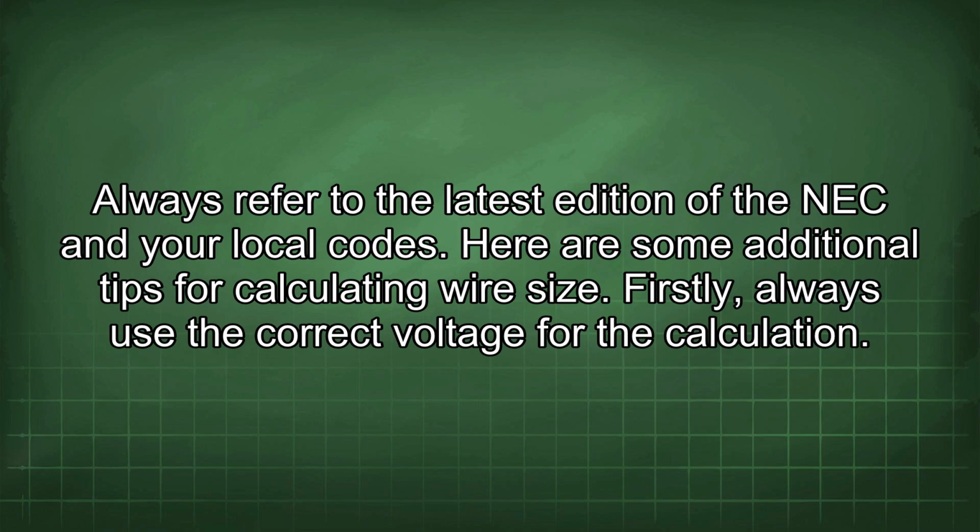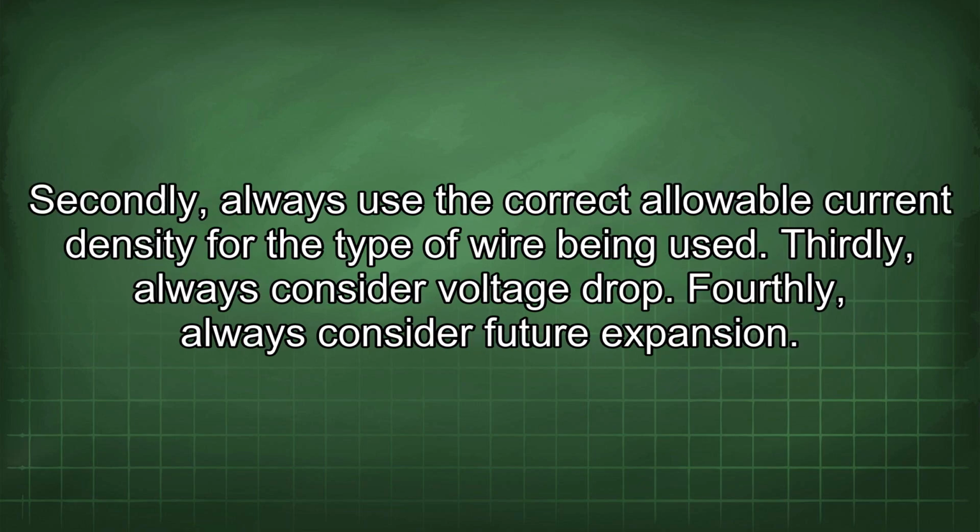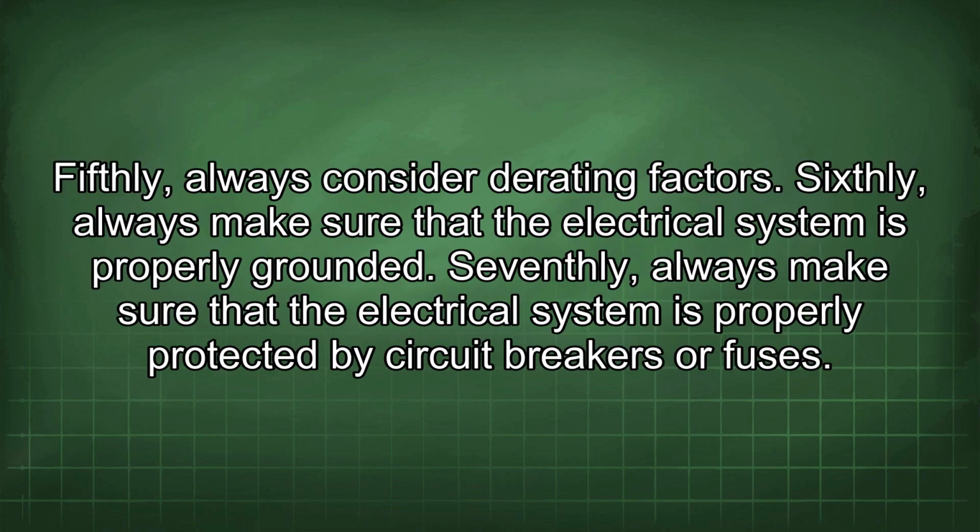Here are some additional tips for calculating wire size. Firstly, always use the correct voltage for the calculation. Secondly, always use the correct allowable current density for the type of wire being used. Thirdly, always consider voltage drop. Fourthly, always consider future expansion. Fifthly, always consider derating factors. Sixthly, always make sure that the electrical system is properly grounded.